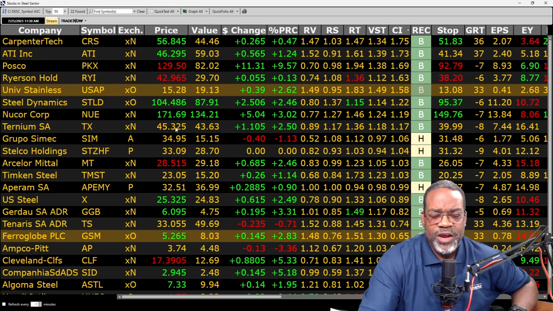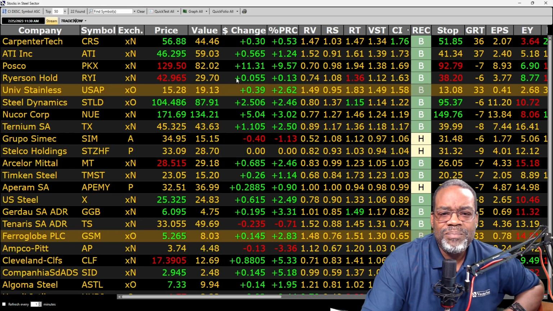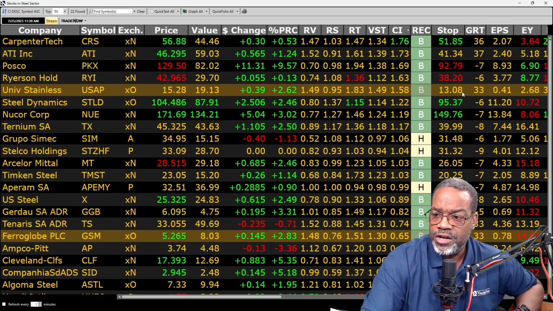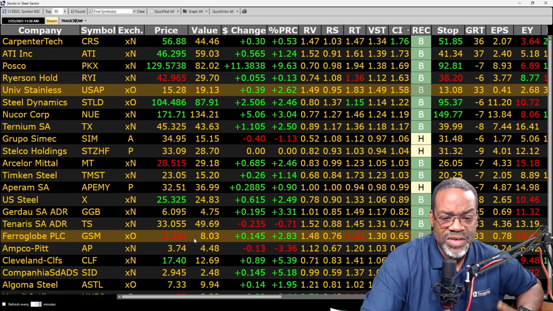Now notice they're not the best in the list, but I looked at their graphs to help me make a good decision. Let's write: double-digit earnings growth, RVs are above 1, they are in uptrends, our VST is above 1. CI on GSM, though, is not above 1, but I do like the graph. Undervalued.